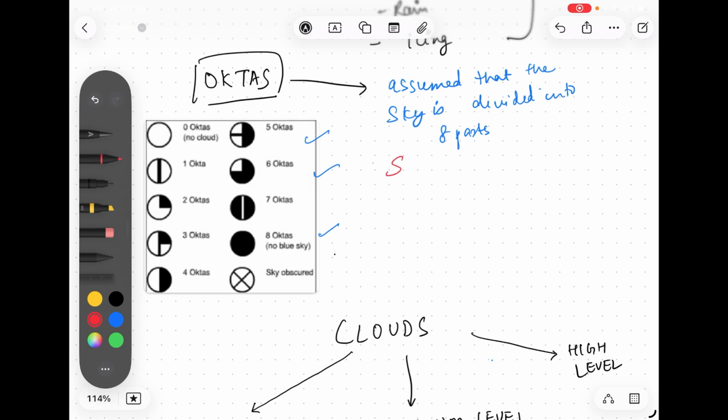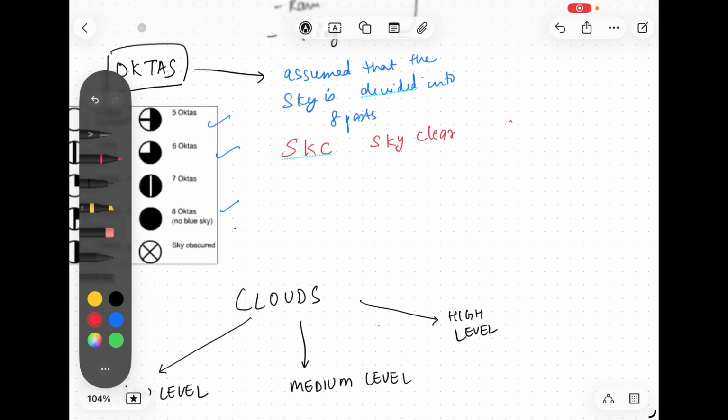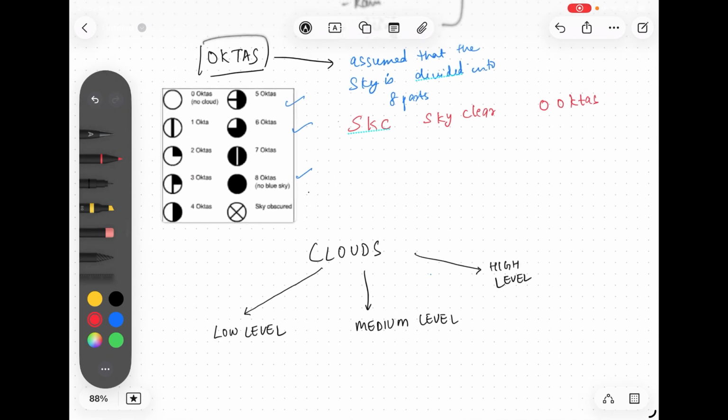This is how it's reported in METAR in code words. If it says SKC, that is sky clear, which means 0 octas, because there are no clouds at all. When we say few, that is few clouds, that is 1 to 2 octas. When in METAR it's recorded as SCT, that is scattered, that is 3 to 4 octas.